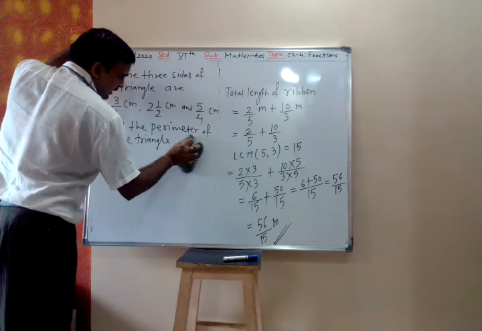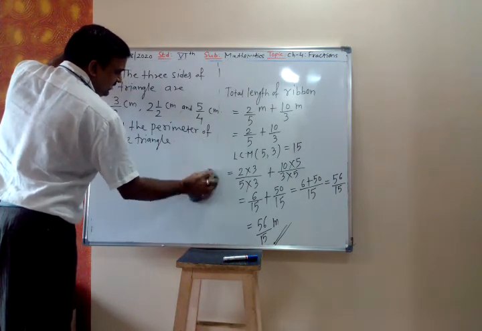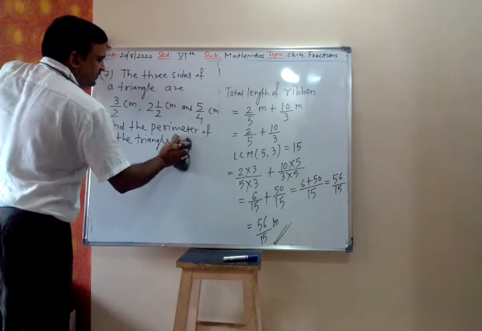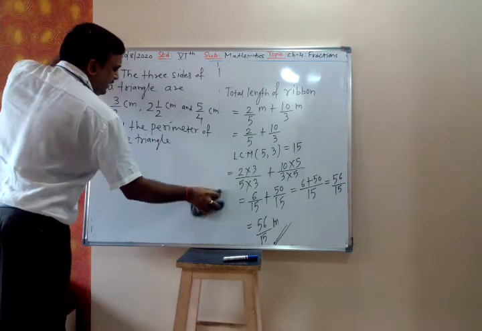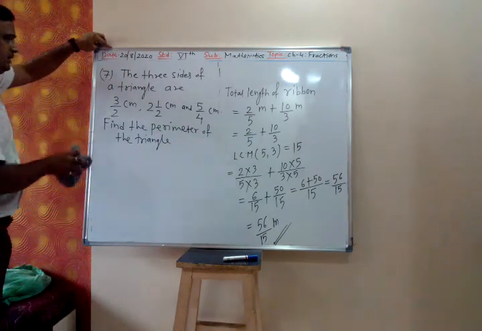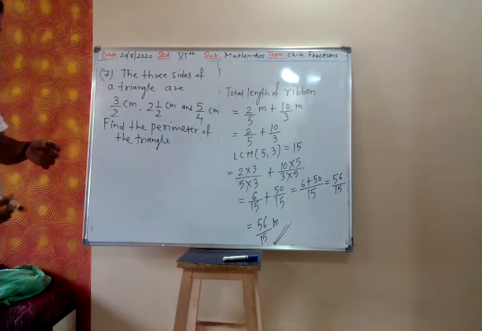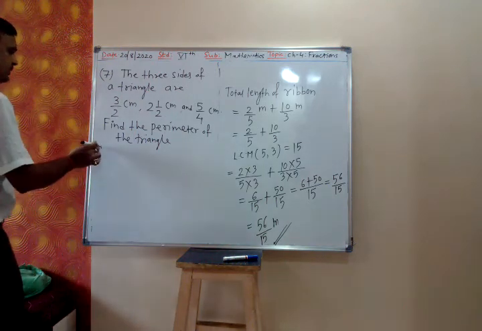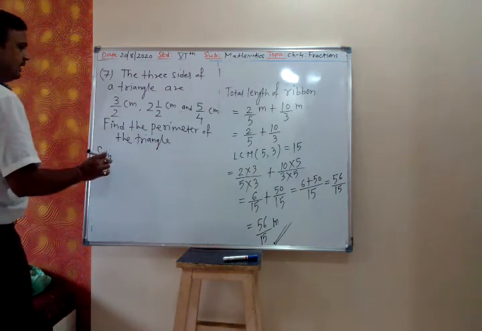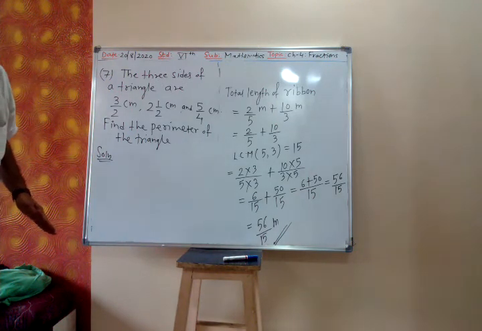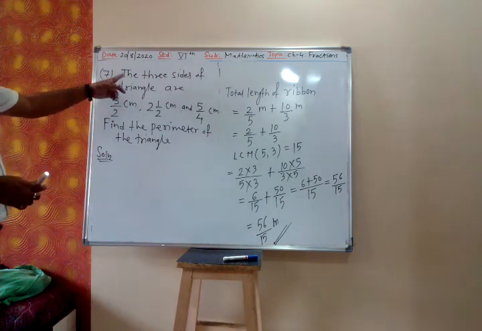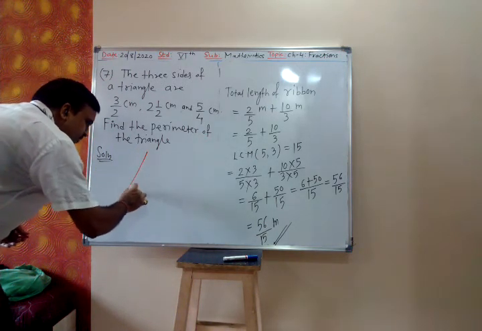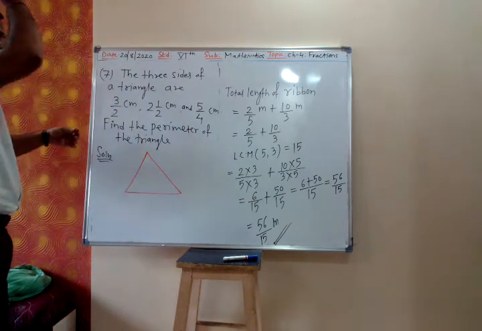See, if in the question all the fractions are given in mixed fraction, then the answer you write in terms of mixed fraction. So if one fraction is given proper fraction, other is given improper or mixed fraction, then you convert them into mixed fraction. Now three sides of the triangle. So this is very important. This is my triangle. Triangle has three sides.